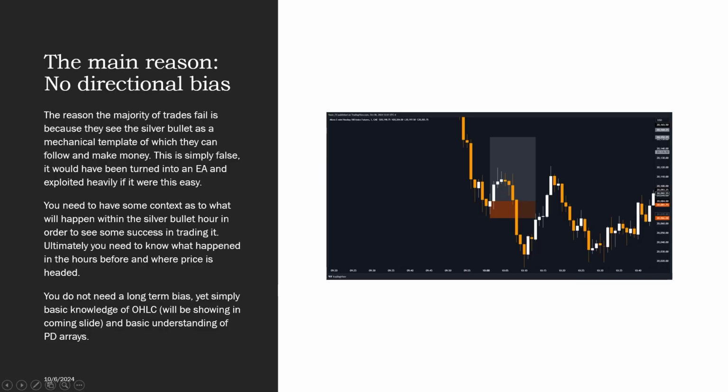Now, the number one reason that you're failing with the silver bullet is because you have no directional bias. You see it as a mechanical template where you see a sweep of a previous hour high or a sweep of a previous hour low and then an MSS and a fair value gap, and then you just take an entry. But this isn't how you're supposed to trade a silver bullet. You need to have some context as to what will happen within the silver bullet hour. Ultimately, you need to know what happened in the hours before and where price is headed. You do not need a long-term bias, yet simple basic knowledge of OHLC, which I'll cover later, and basic knowledge of PD arrays is key.